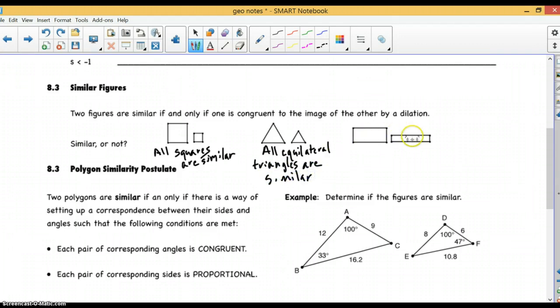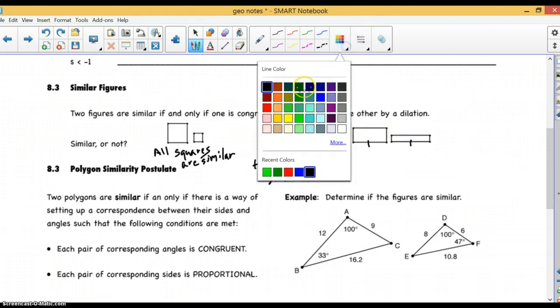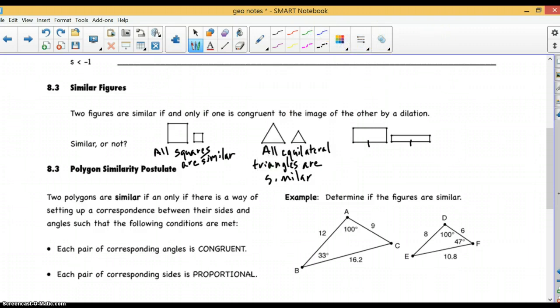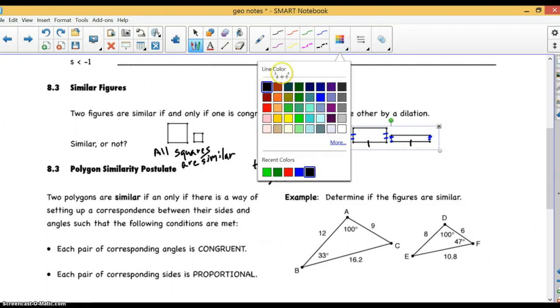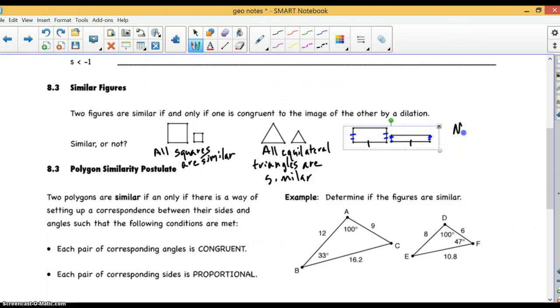But if we look at these two rectangles, there's not just one scale factor that could keep the bottom sides the same, but change the left and right sides from the two shapes. So not all rectangles are similar. But some are. And that leads us to our next portion.